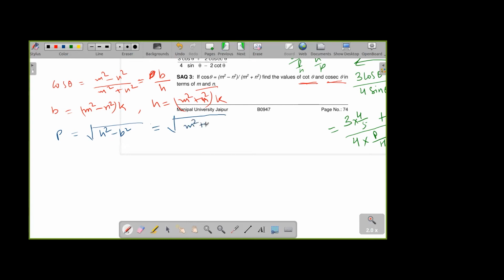So p will be root over h square minus b square, from Pythagoras. h square will be m square plus n square, whole square, and b square is m square minus n square, whole square.